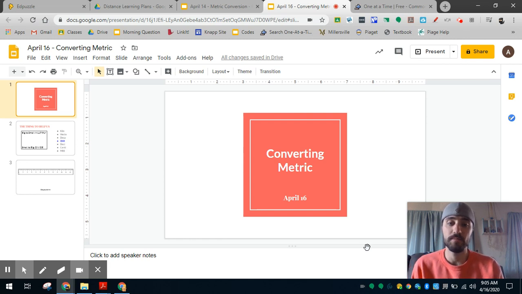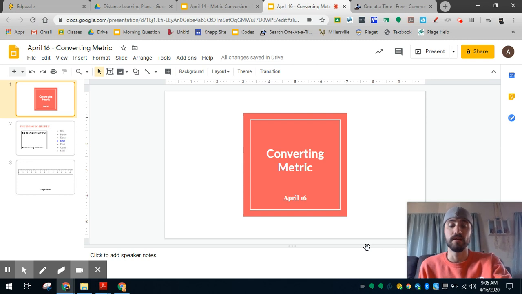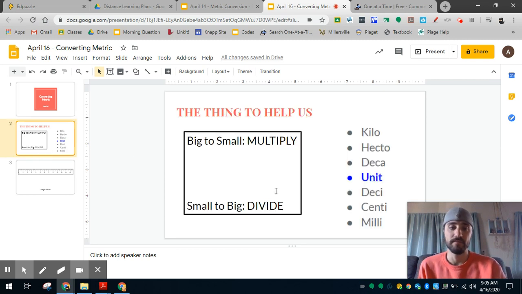So today we are going to be doing more of our converting metric units. And today's going to be a little bit shorter because we already talked about a lot of this stuff on Tuesday. So let's get into it. The information in this slide is going to be the main thing that you use to help you today. There are two things going on here.